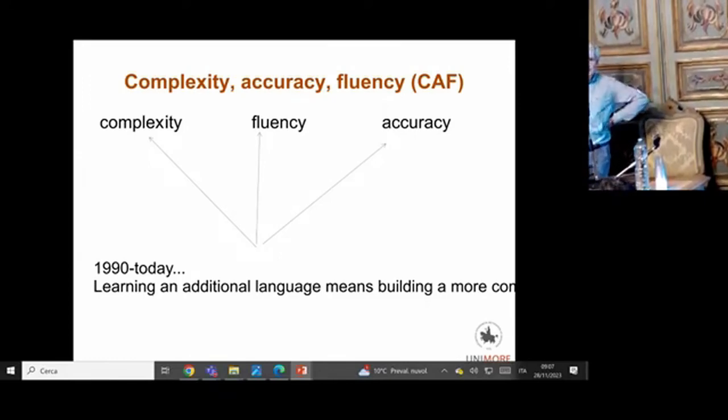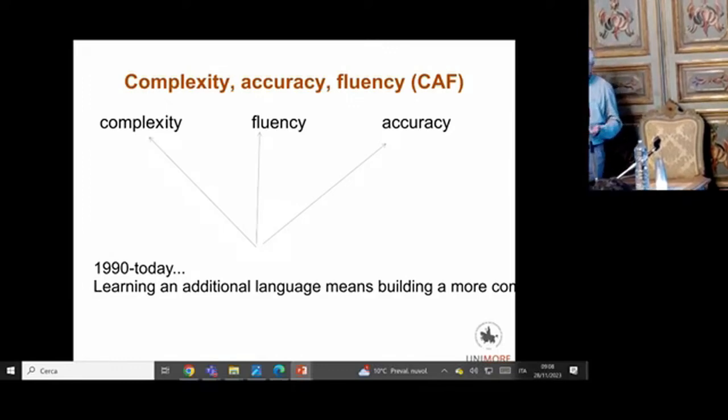So that was the intuition, and the idea was to go beyond the traditional view that saw language acquisition as just growing more accurate. So the idea is that it's not just a matter of accuracy and fluency, but there's also complexity. So interlanguage systems grow more complex over time.